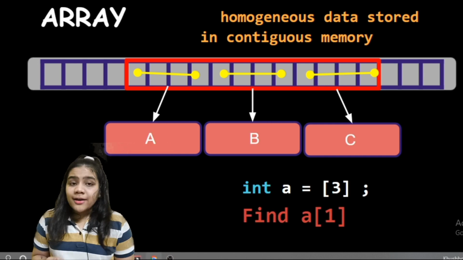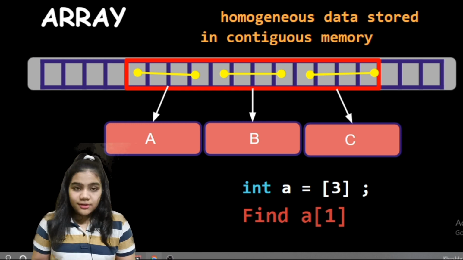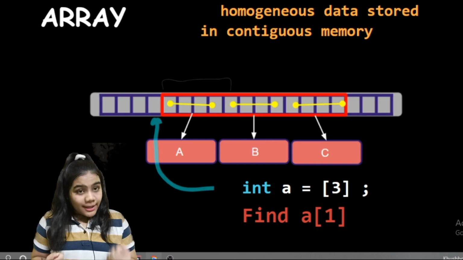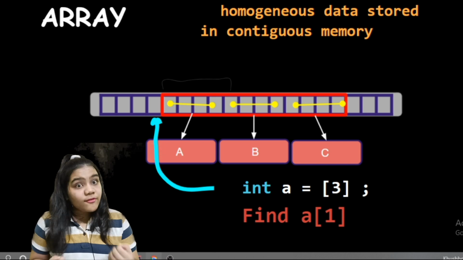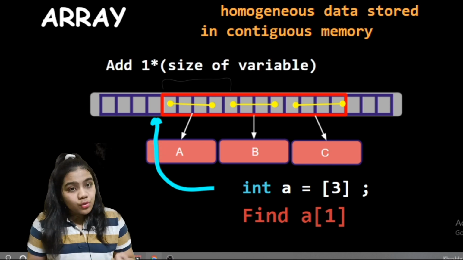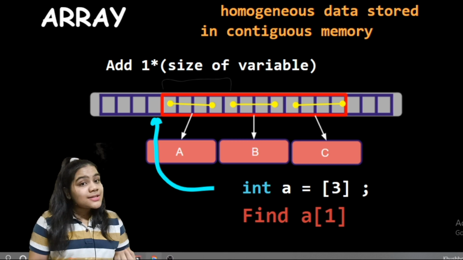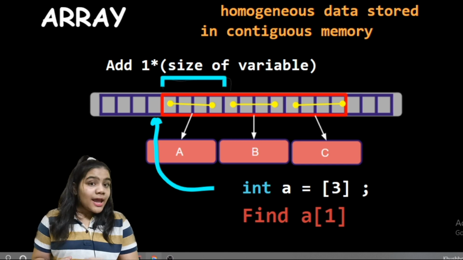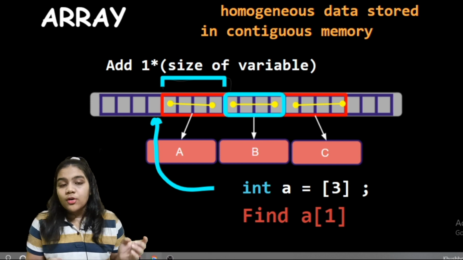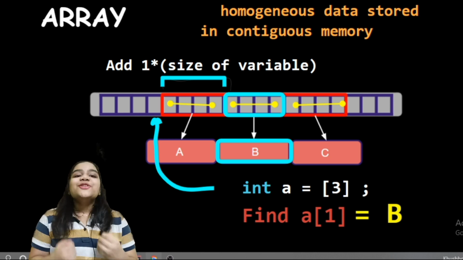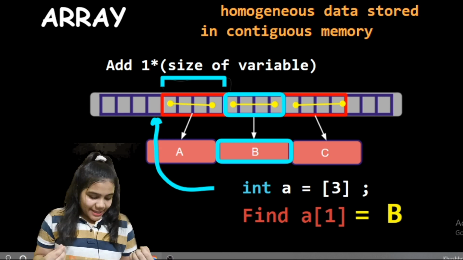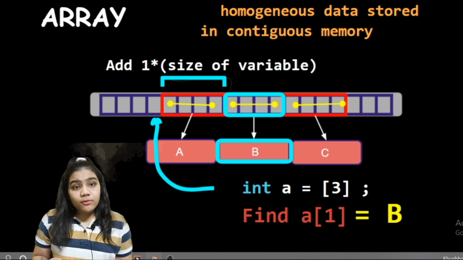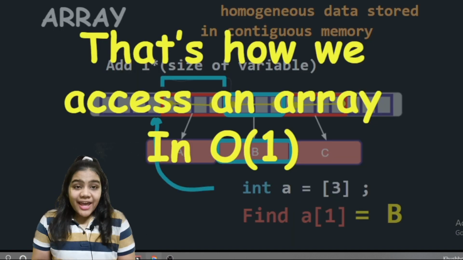Now if we say find a[1], how can we find it? Our computer first goes to the location that is under the name of a, and then as we are finding a[1], it says add 1 times the size of the data type. As it is int, 4 bytes, add 4 bytes to the location of the beginning of the array and give that element. So that's how we got our element at a[1], that is b. That's the reason we have arrays indexed from 0, as asking for the 0th element literally means asking for the element that is 0 bytes away from the beginning of the array. So that's how we access our array in O(1).